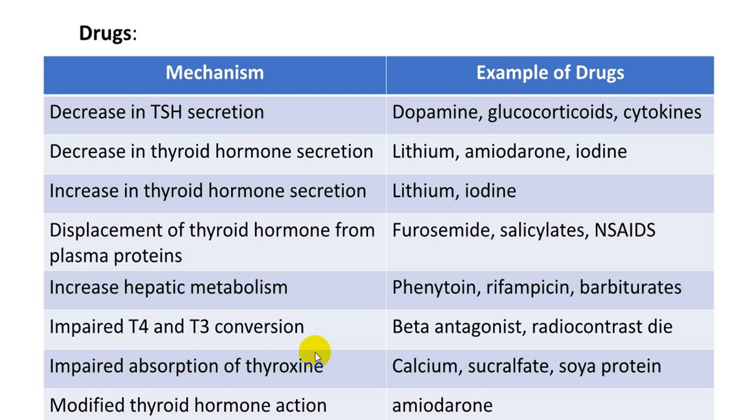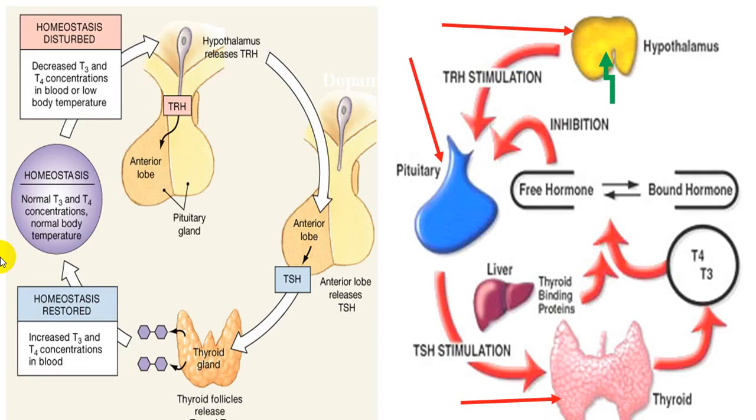And impaired absorption of thyroxine can take place in the presence of calcium, antacids, soya proteins, iron, B complex, food, etc. So thyroxine has to be given on an empty stomach. And thyroid hormone action can be modified by amiodarone. So these are all the factors which can increase or decrease the action of thyroid hormone, or decrease or increase the secretion of TSH.